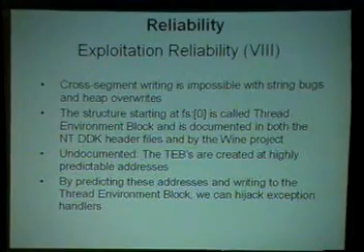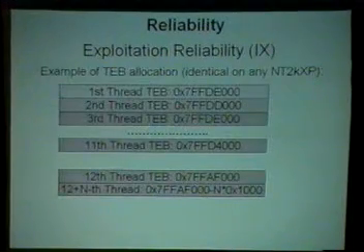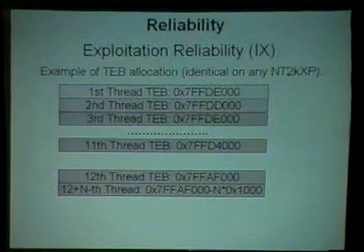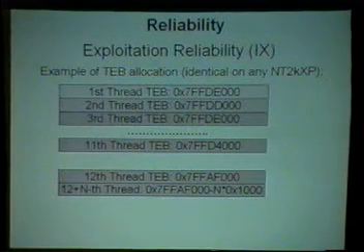And I wrote a small test program to show how TEBs are actually allocated. And the results are that the first thread always is at 7FFDE000, the first TEB for the first thread. And then the second thread is one page below, and so on, up until the 11th thread, and that is at 7FFD4000. And the 12th thread starts at 7FFAF000, the 12th TEB. And from then on, it goes on to infinity. I quit testing this at more than 500 threads, and it just goes sequentially down from there.